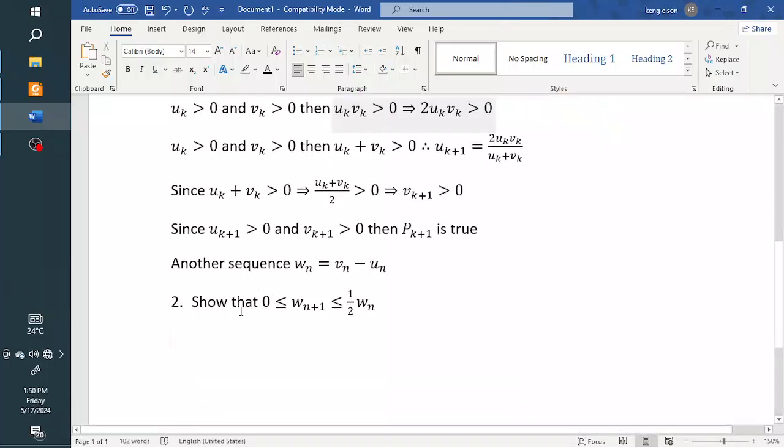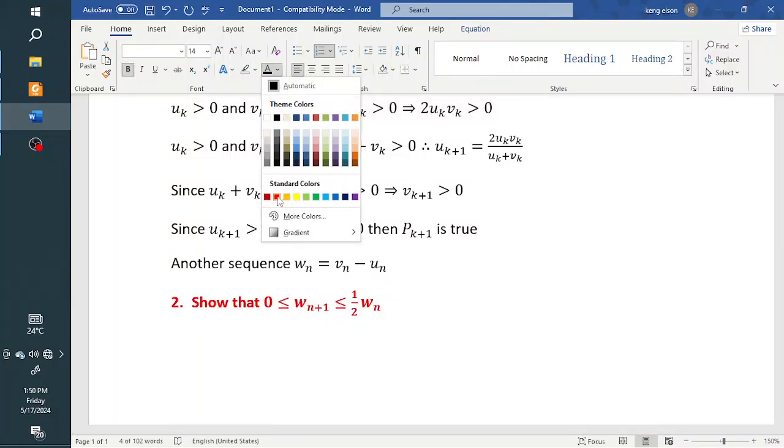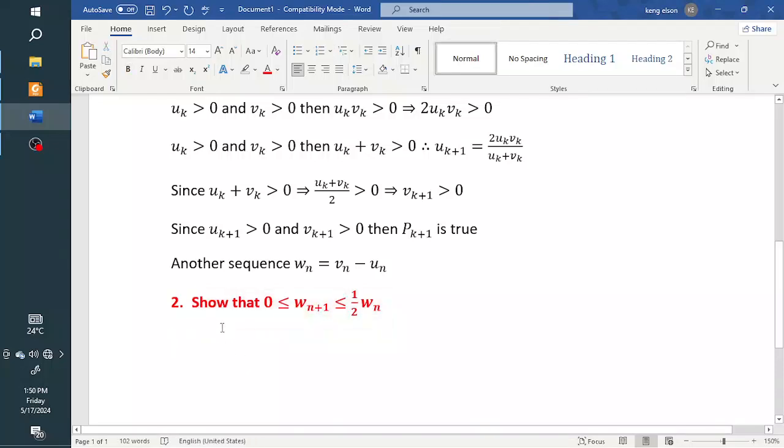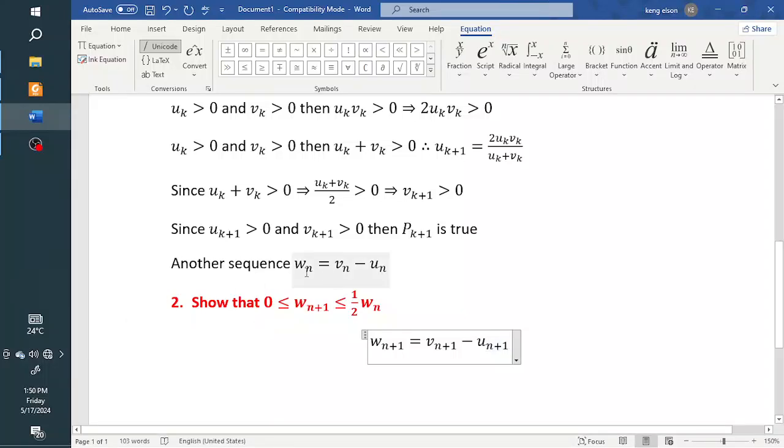Alright, so let's follow up keenly how we have to approach this question. Okay, so let's first of all look for w_{n+1}. Alright, w_{n+1} is equal to v_{n+1} minus u_{n+1}. I just have to replace n with n+1 in w_n. So I just need to replace n here with n+1, the n with n+1, and the n with n+1.